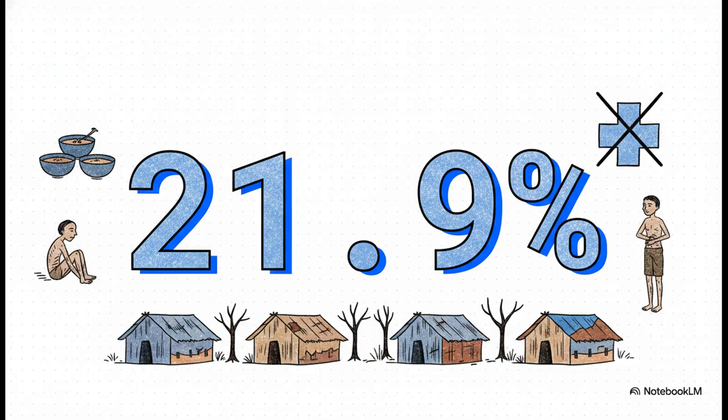21.9%. That is a staggering statistic straight out of our source material, looking at India between the years 2011 and 2012. During that specific time, almost 22% of the country's population was living in absolute poverty. And remember our definition. We aren't just saying they were struggling to pay rent. We mean they were semi-starved, undernourished, often completely shelterless, and dealing with bad health without any access to medical facilities. It is a harsh, definitive line of real deprivation.